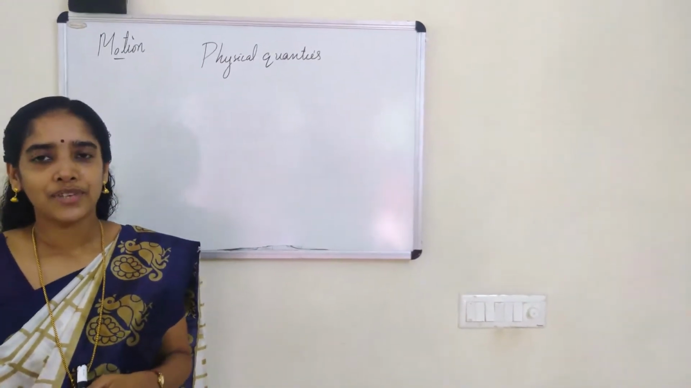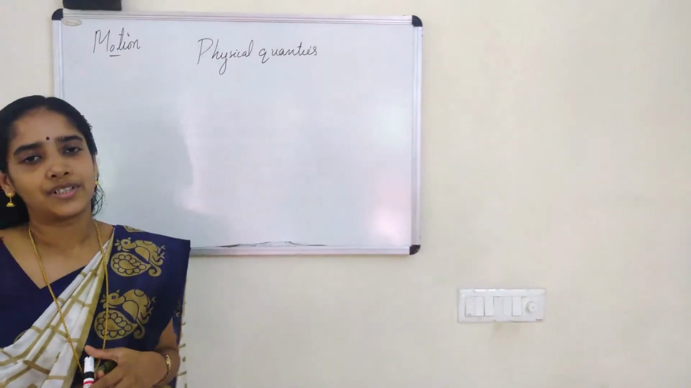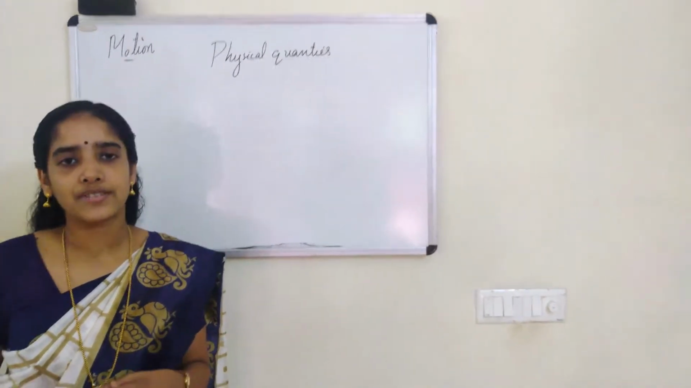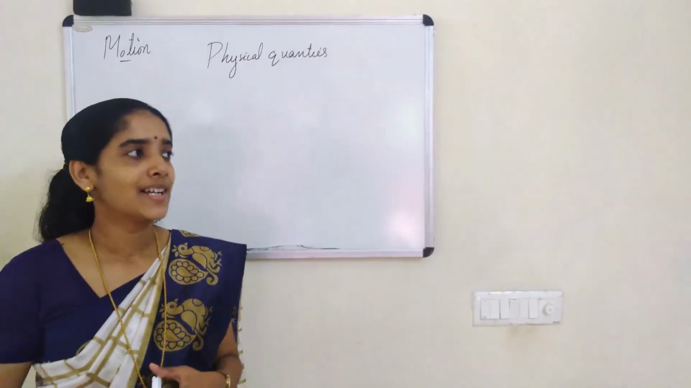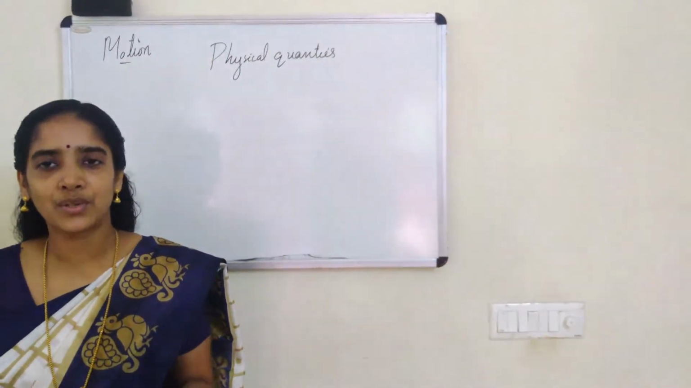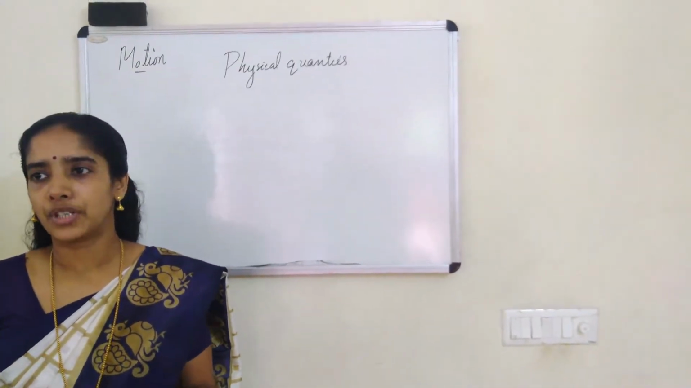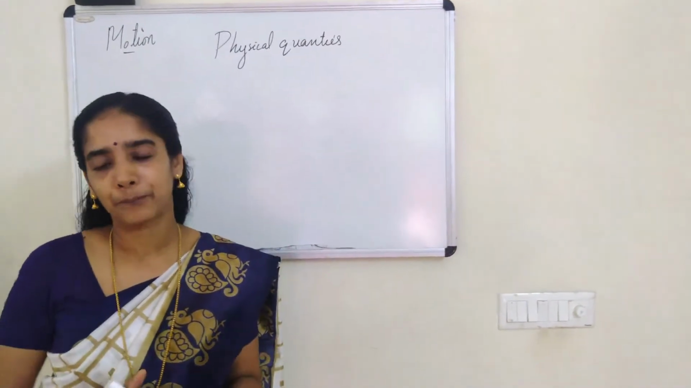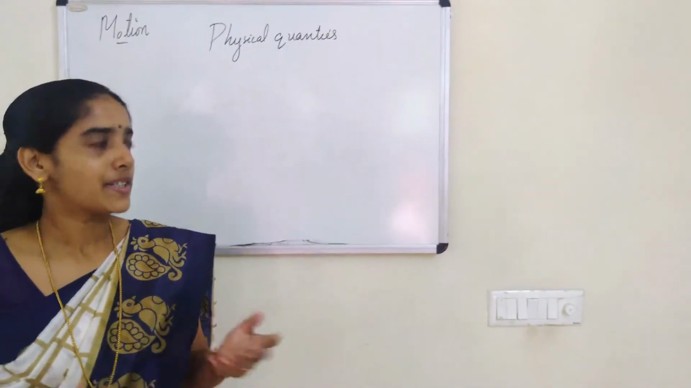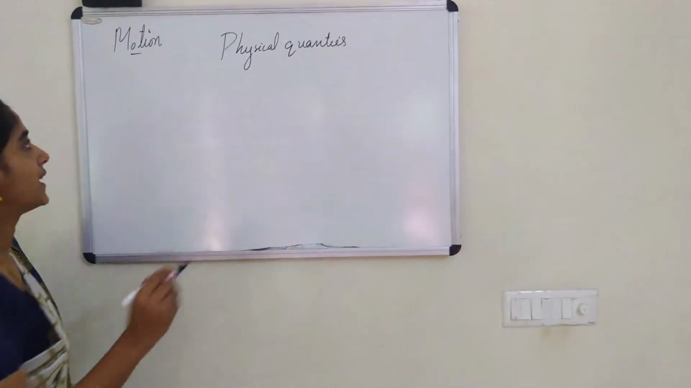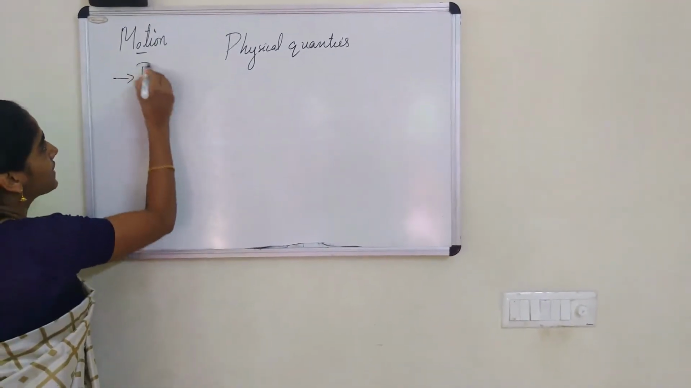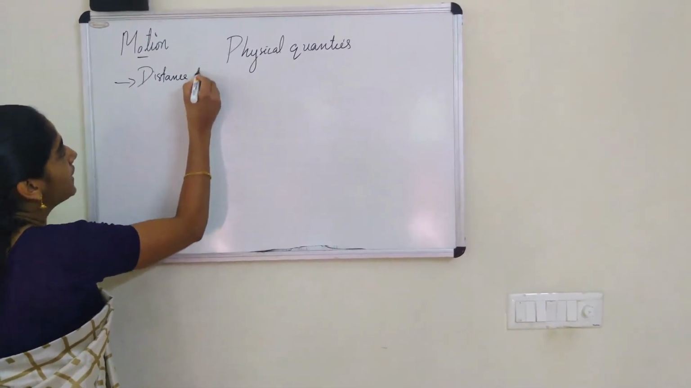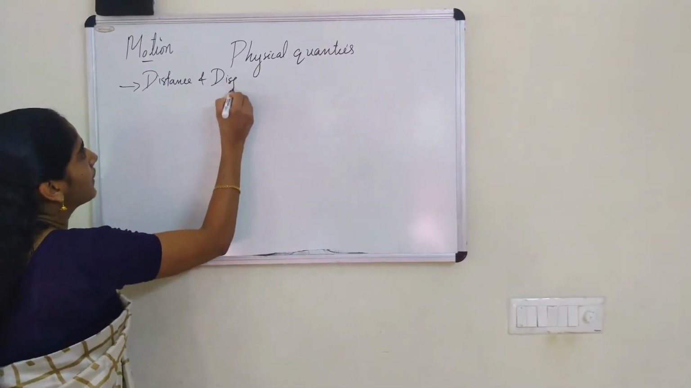So these quantities are called what? Physical quantities. So here we begin with some physical quantities that we need to understand to explore about the motions that we see all around us. So we know we see a lot of motions all around us, like movement of animals, birds, vehicles, planets, satellites, and so on. So let's begin with the basic quantities like distance and displacement.